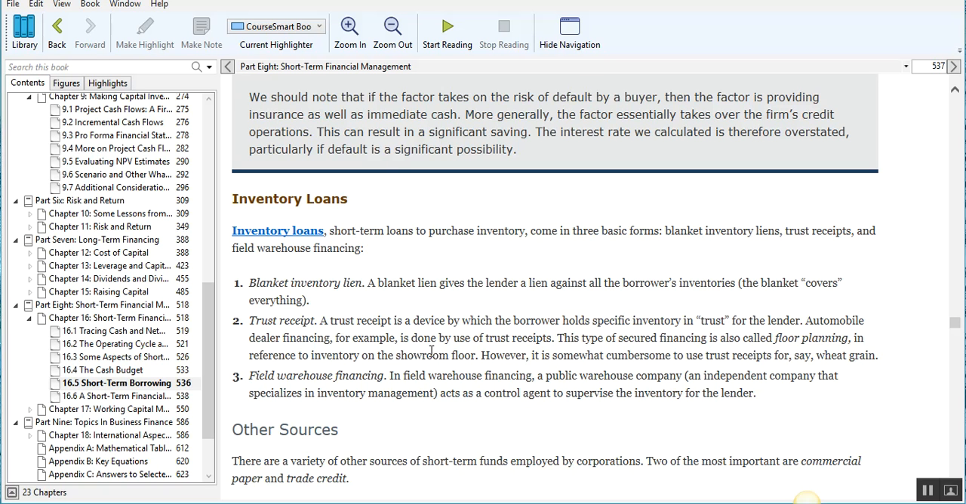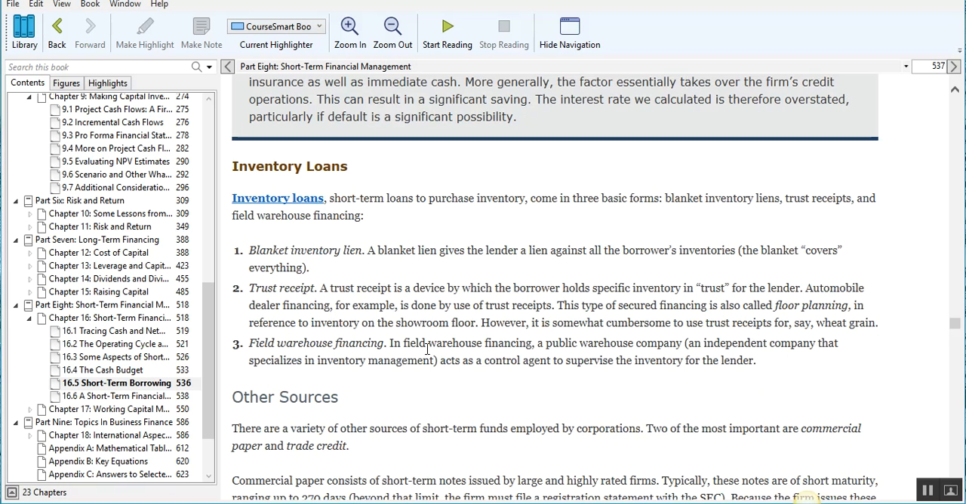Basically, it's tied to specific items on the showroom floor. In this case, they're specifically identifiable items, so it's relatively easy to use, because as the dealer sells an automobile, they can very quickly identify it and pay that portion of the financing for that trust receipt off. For other kinds of items, it's much more difficult to do something like that. You could not, for example, do this with a crop, because it's not identifiable like an automobile is.